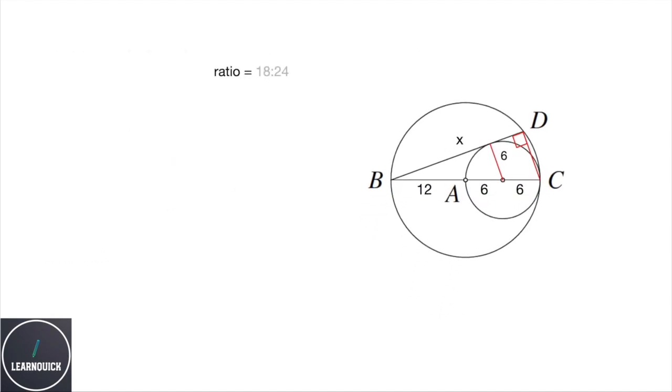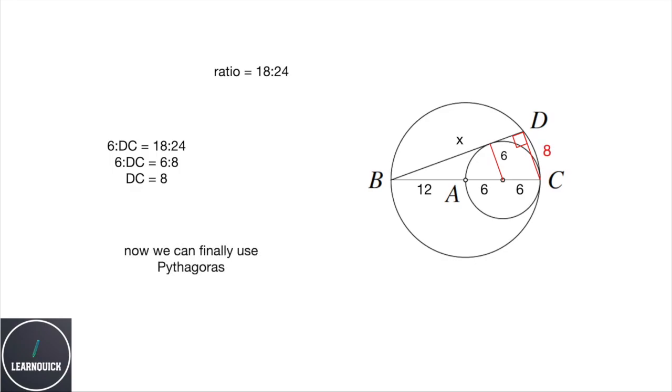Okay, so now we can apply this ratio to 6 and DC. So the ratio of 6 to DC is the ratio of 18 to 24. 18 to 24 both can be divided by 3 to give 6 and 8. So this means that DC is 8. So now we can write that there.